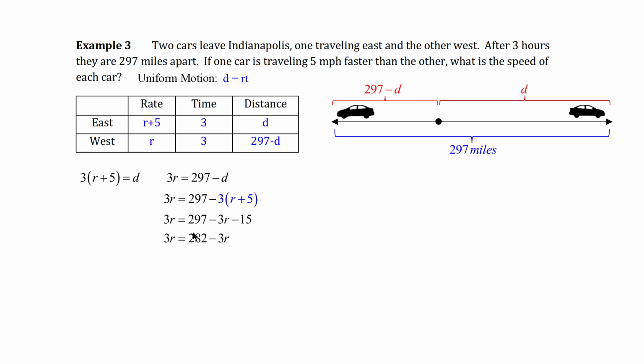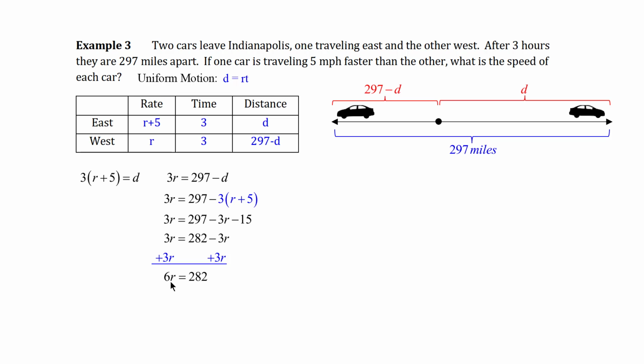On the left-hand side, we bring down the 3r. The result is 3r equals 282 minus 3r. From here, we could get rid of the minus 3r by adding 3r to both sides of the equation. Simplifying the left-hand side, 3r plus 3r gives us 6r. On the right-hand side, minus 3r plus 3r cancels out, and we bring down the 282. The result is 6r equals 282.